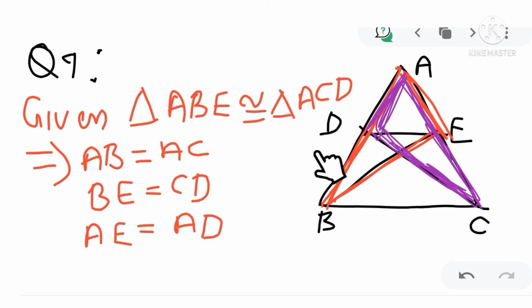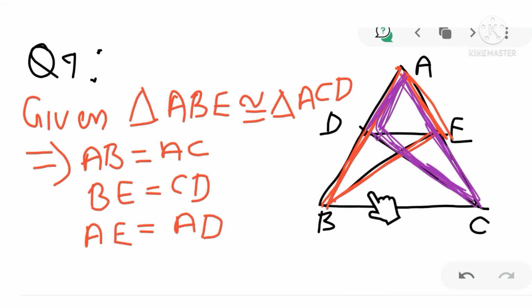They are congruent. Then we can say that AB is equal to AC, AD equal to AE, and BE equal to CD. Since these two triangles are congruent, corresponding sides are equal: AB equal to AC, AD equal to AE, and the side BE equal to CD.